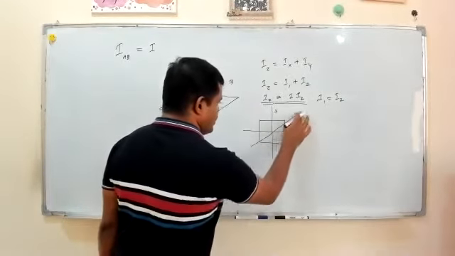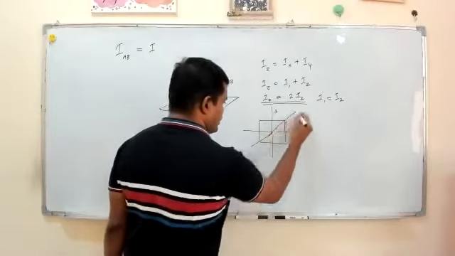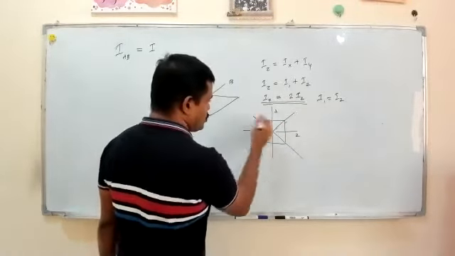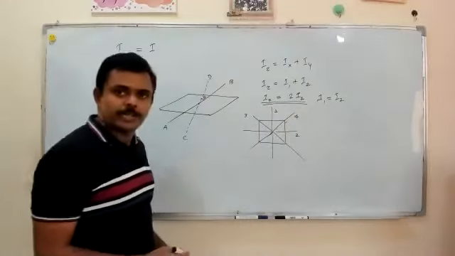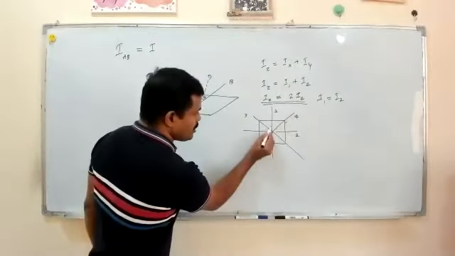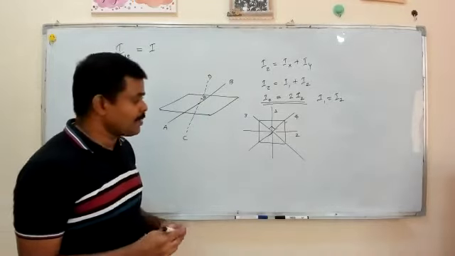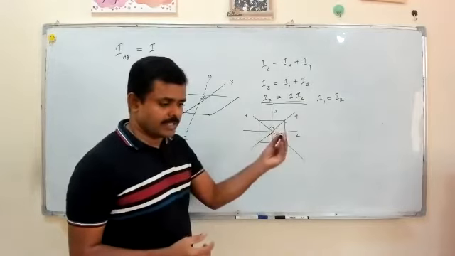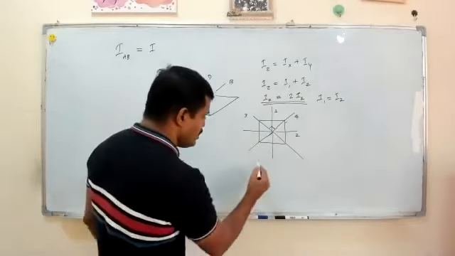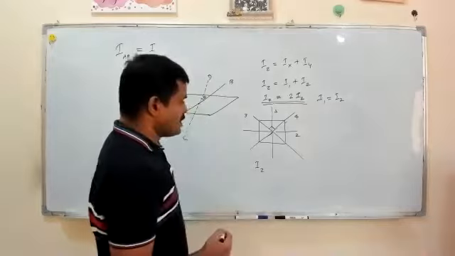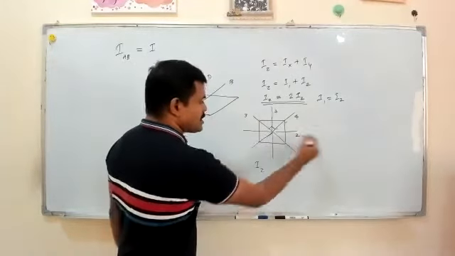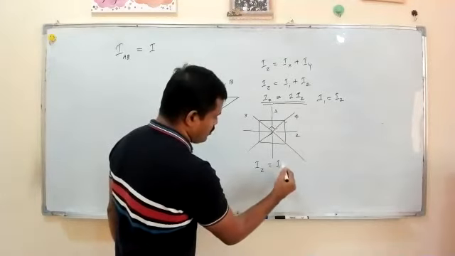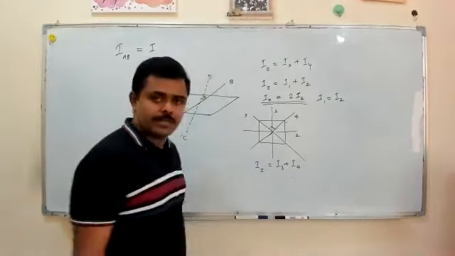One diagonal here, and one diagonal here. I'm calling them 3 and 4. They are also perpendicular to each other, no? So I can apply the perpendicular axis theorem one more time. About these axes, what is the moment of inertia? Iz is equal to I3 plus I4.